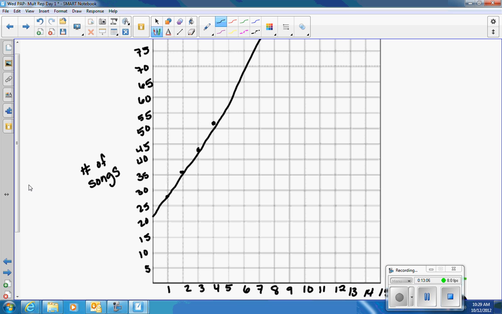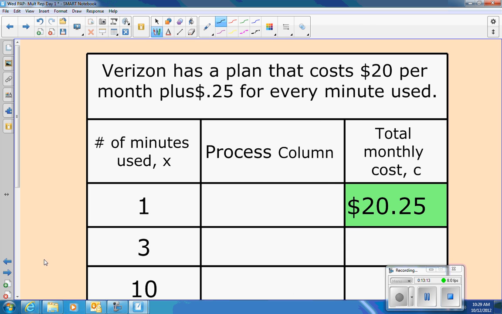So we went from a word problem to a table, created an equation, and then graphed it. Those are the 4 steps of multiple representations.